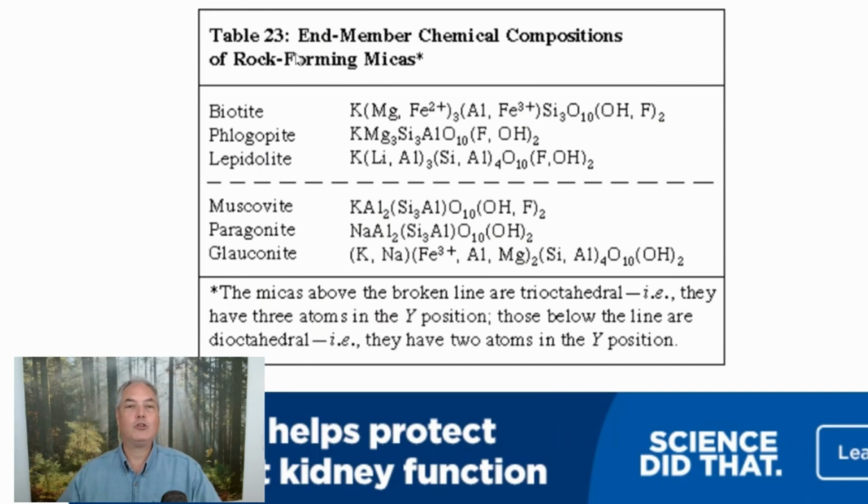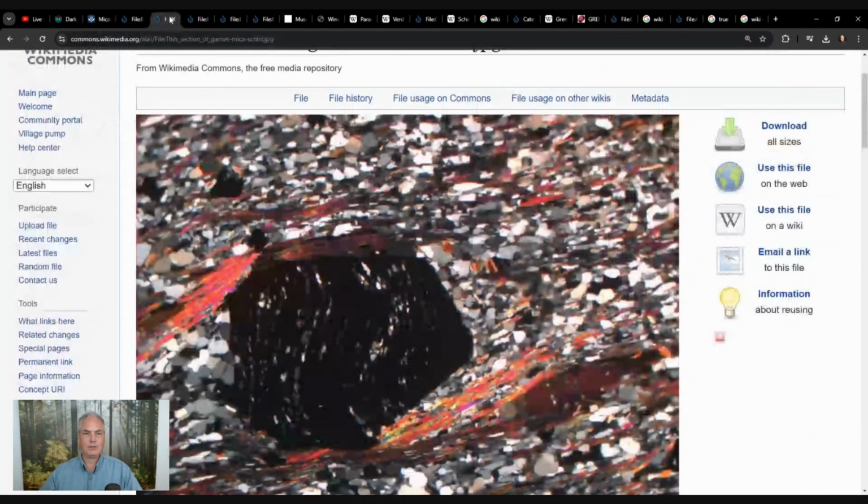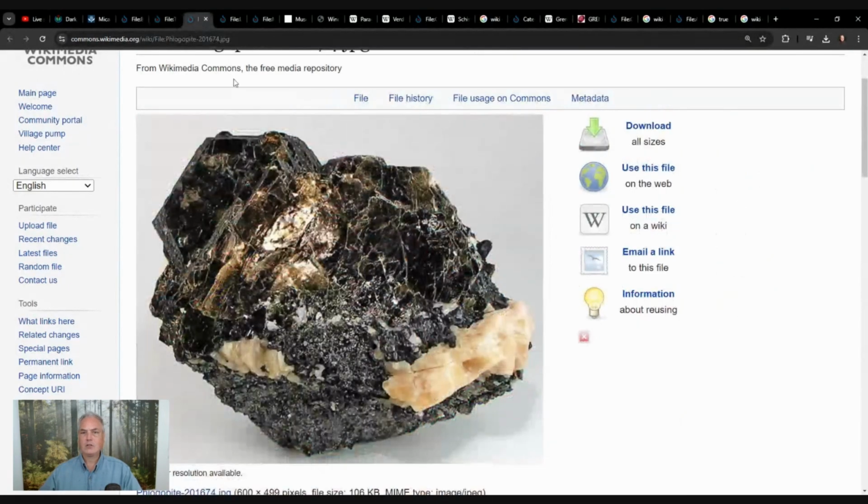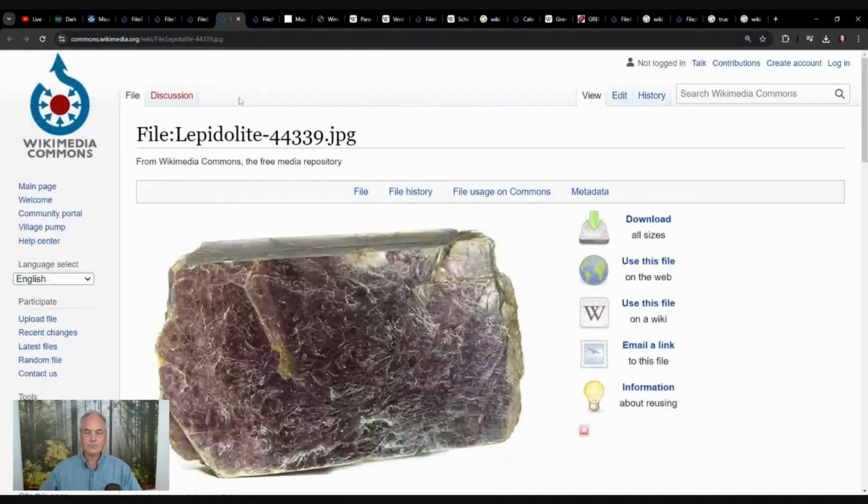These tend to be darker. I think I have a lepidolite here as well. Here's an example of phlogopite. Phlogopite is not as dark as biotite. It has a little bronzy shade to it. And lepidolite here has a pinkish purple color. As you can see, they all make small layers like this.